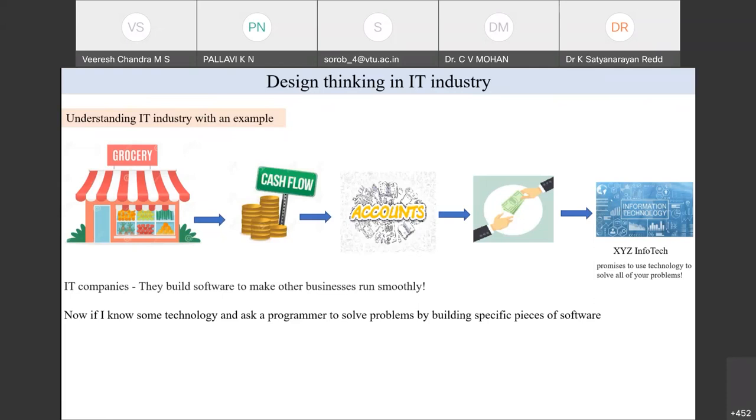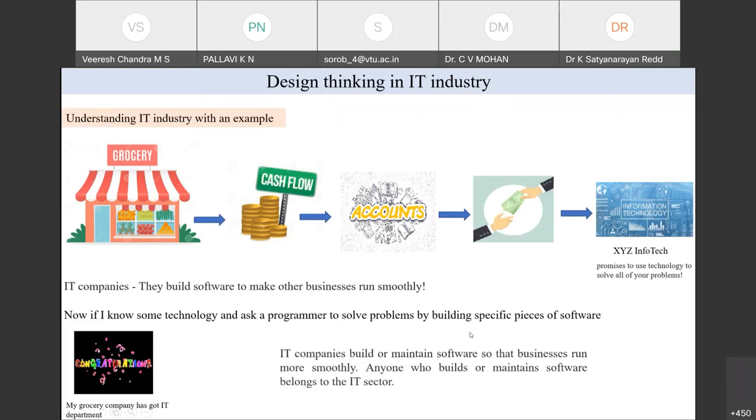So he will come and meet me, sit down, and discuss all the things. Then, at a very low cost, we will design a software. Congratulations, my grocery company has got its IT department. I'm not outsourcing. My grocery store has now become a company, and inside my company I have got an IT department.